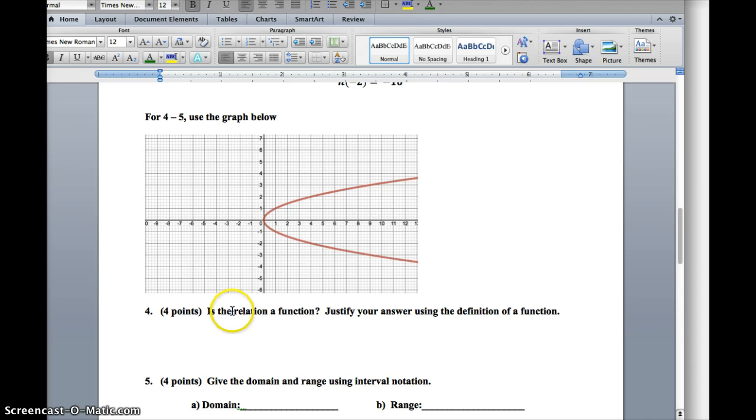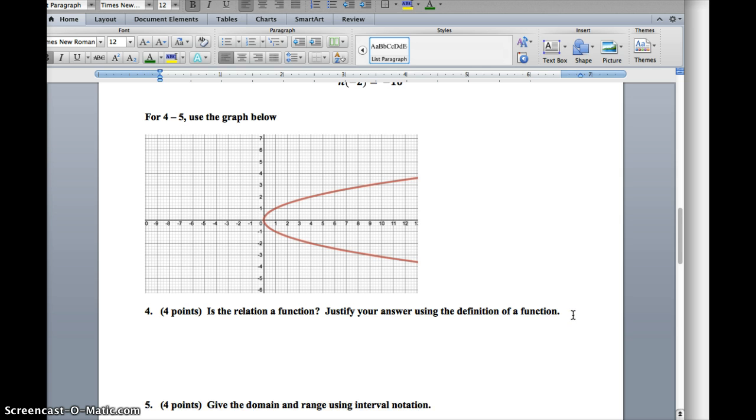So this question asks, is the relation a function? You can quickly see using the vertical line test that it's not a function, but the next statement said justify your answer using the definition of function. If you don't have that definition memorized yet, that's something you might want to work on. So I would say this is not a function.